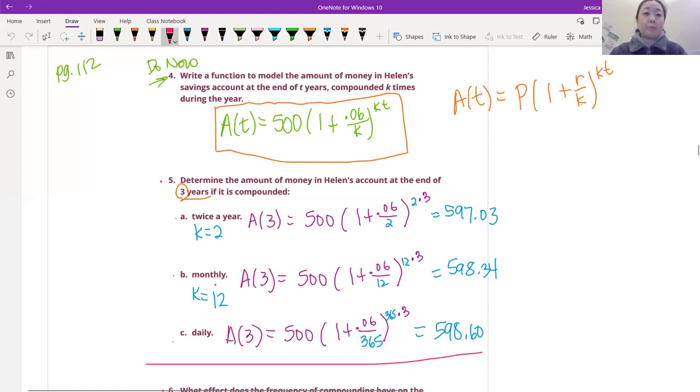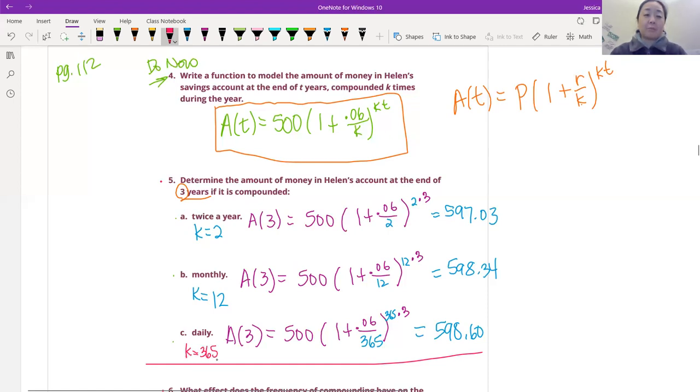And then same with 12 months. So if it's monthly, K would be 12 because there are 12 months in a year. And you're going to plug that in just like that. And you should get something slightly higher, right? Because since we're compounding more, that's a little bit more interest that we're adding, right? So that's going to be $5.98, about a $1.31 difference.